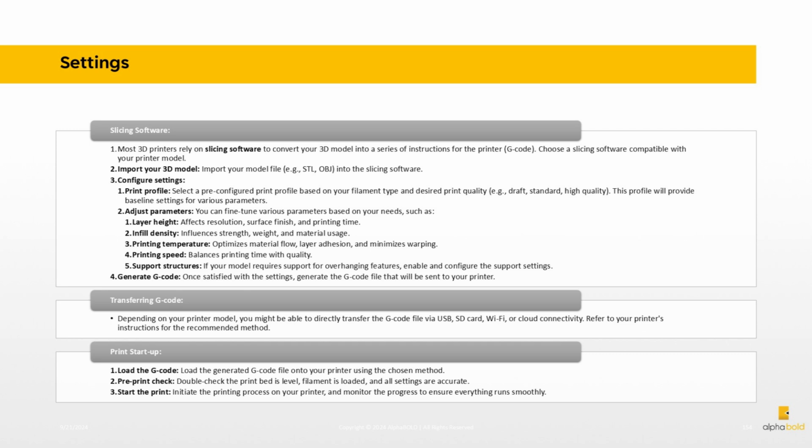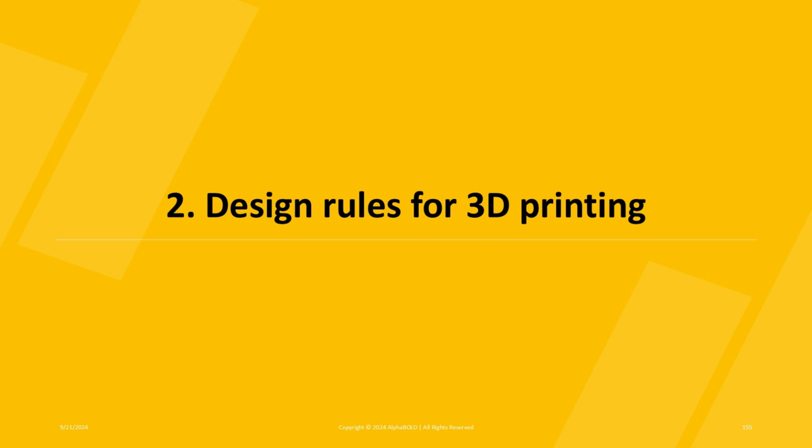Preprint check. Double-check the print bed is level, filament is loaded, and all settings are accurate. Start the print. Initiate the printing process on your printer and monitor the progress to ensure everything runs smoothly. Design rules for 3D printing.